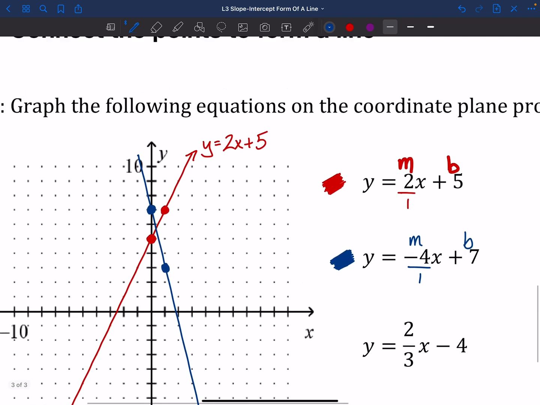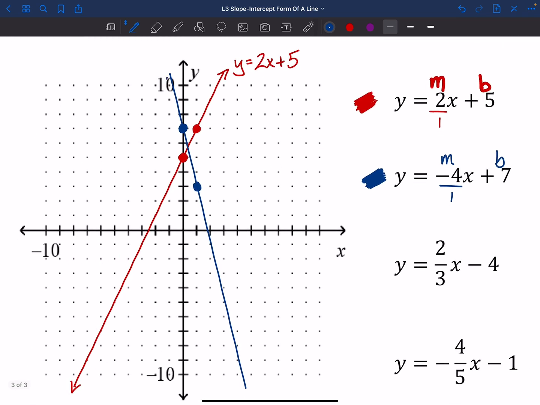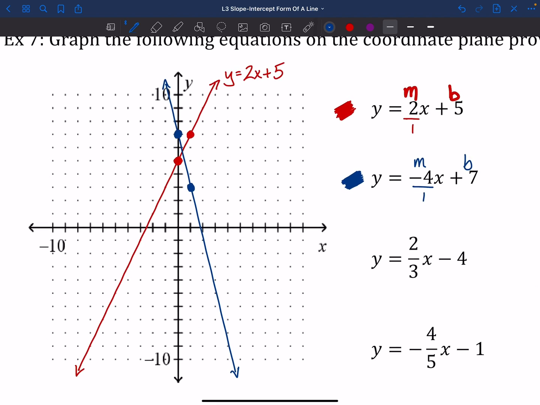Not too bad. I'm moving around a little bit. And again, if you're doing this all in one color, it might be helpful to label them, right? Just like a little tiny thing, y equals -4x plus 7. All right. Let's try another one out.